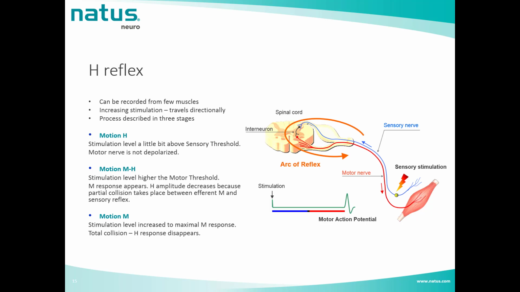As we increase the stimulation level more and more, we will also have enhanced collision between the motor and the sensory stimulations, up to the level where we will have a total collision, so our reflex response will disappear and our motor response will maximize. So what we want to record are the two maximal responses, the maximal M response and the maximal H response, that both appear at different stimulation levels.